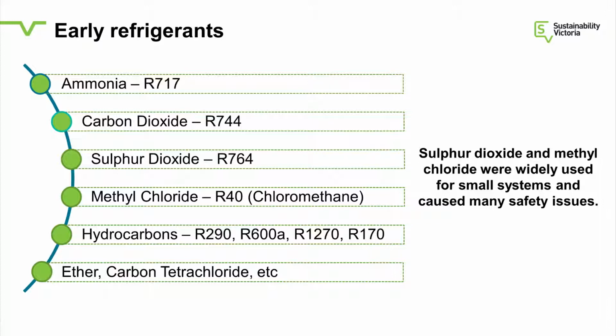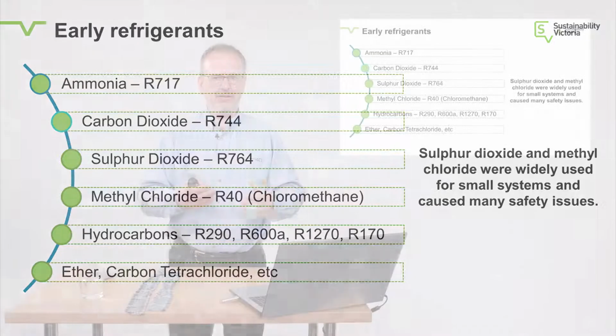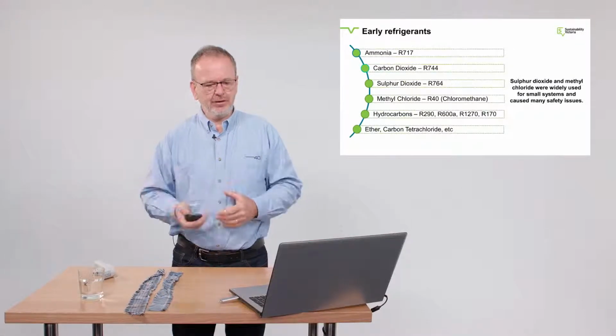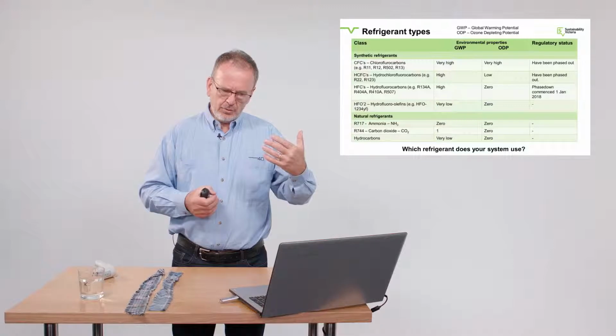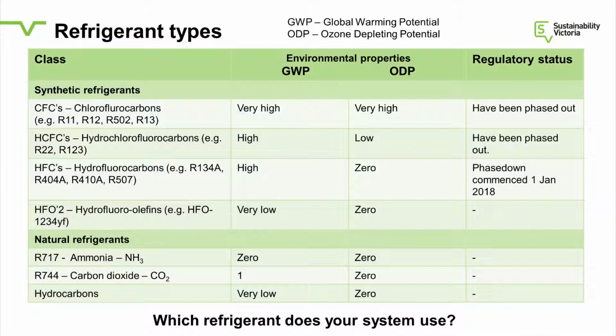So it was nasty stuff. And because of that, the so-called safety refrigerants were developed, the CFCs, the HCFCs, and unfortunately with them, many of the problems that we have today. So this gives you a bit of an overview of the refrigerants that are still, or that ever were, in use. So we have, as I said before, two categories: the synthetic refrigerants and the natural refrigerants.